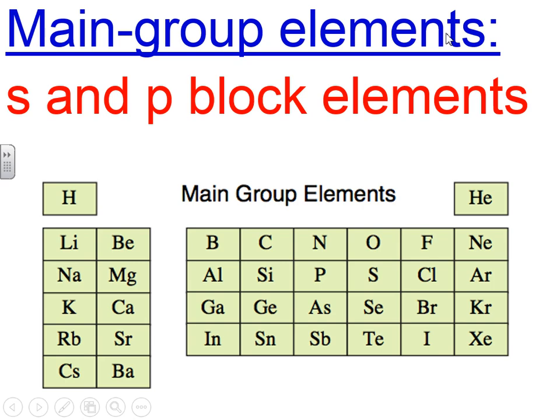The main group elements are then the S and the P block elements. So your main group elements are here, group 1 and group 2. And also group 3, 4, 5, 6, and 7. All the rest of these are called main group elements. And so oxygen, for example, is considered a main group element. Calcium is considered a main group element.